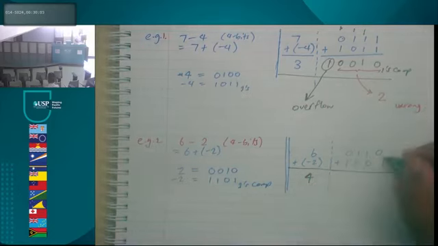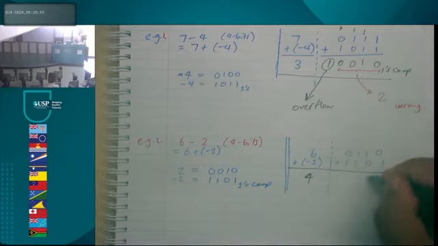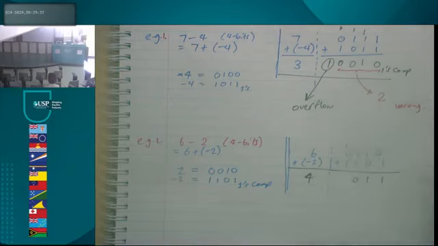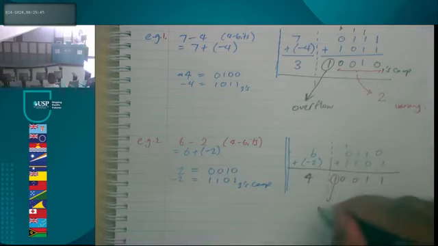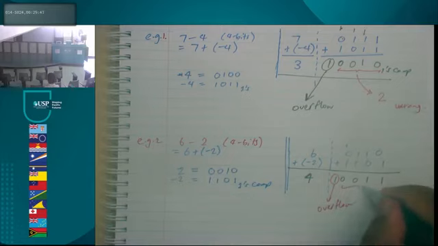Okay, let's do this. 0 plus 1 is 1. 1 plus 0 is 1. 1 plus 1 is 1, 0. 1 plus 1 is 1, 0. Tell me, what is the overflow? This is overflow, and this is stored.